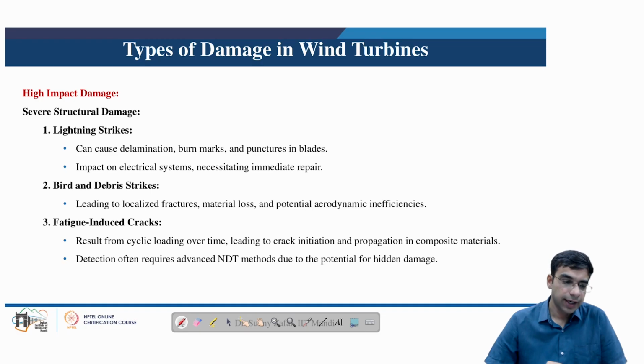If we look at the lightning strikes, these can be caused because of bad or stormy weather, and lightning strikes are very common on wind turbines because they are very high structures on which the lightning can easily strike. Lightning strikes can cause delamination, burn marks, or punctures in the blades. This can also impact the electrical systems of the wind turbine which are housed in the nacelle, thereby necessitating the immediate repair of these components.